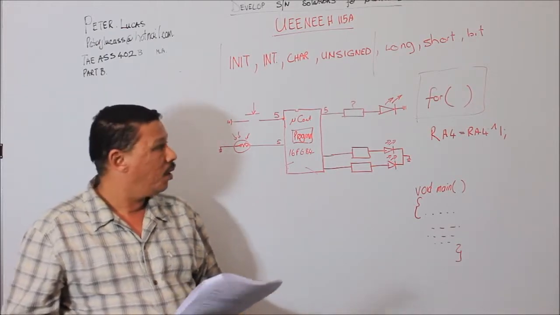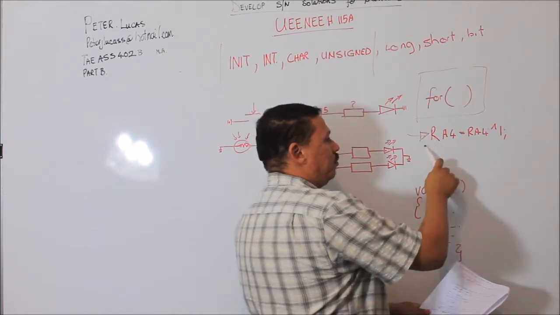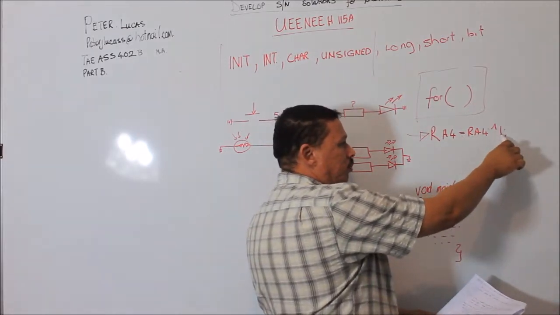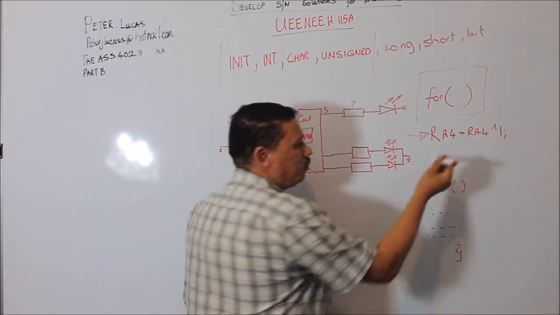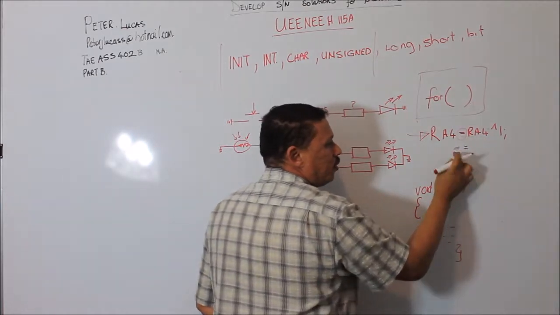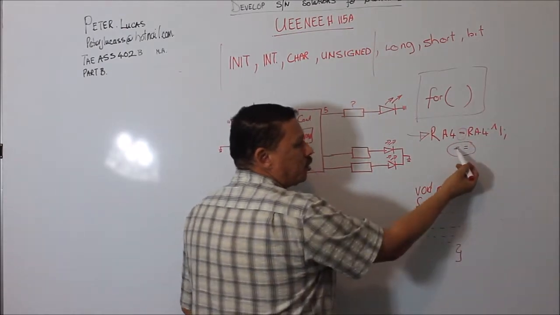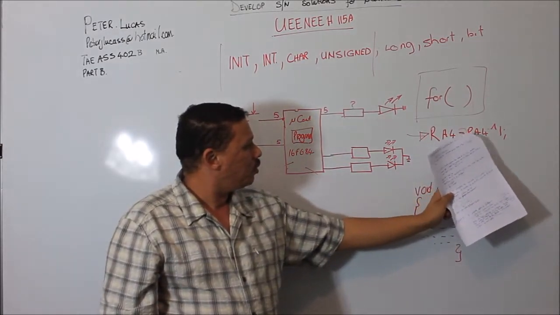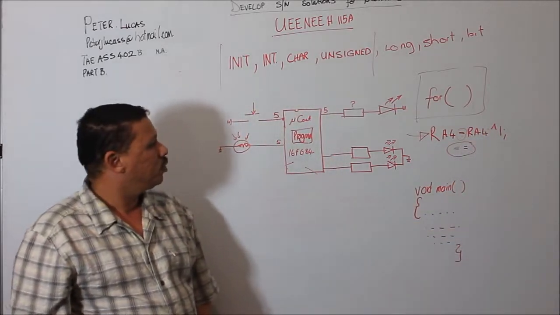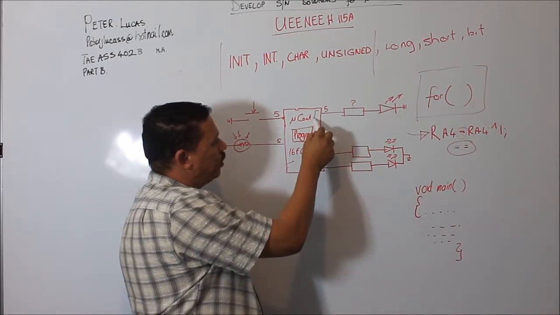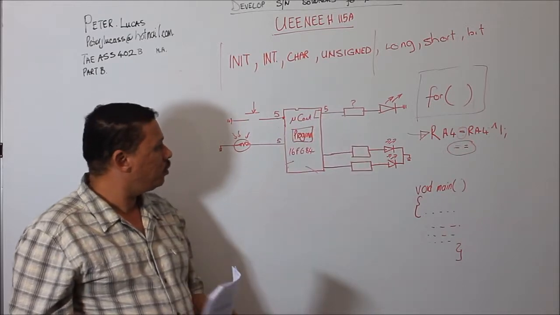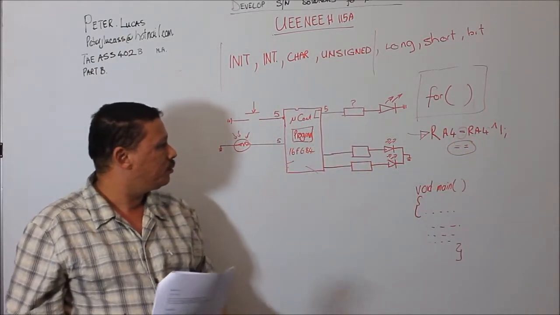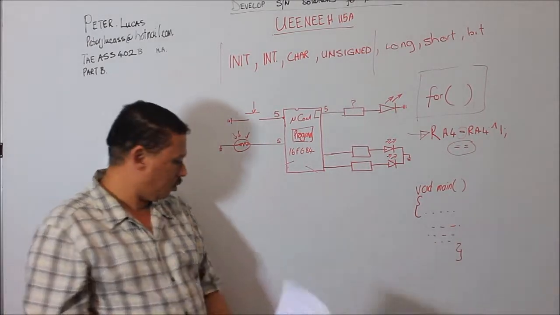Next question. What does this expression mean? RA4 equal RA4 little cap and 1. What does this actually mean? Remember this one here? It is not that one. It is a single equal sign or the double equal sign. So what does that mean? RA4 equals RA4 little cap 1. So if this is RA4, this IO pin over here, and you have a little LED there, what does it actually mean? What's going to happen to that LED? Is it going to stay constant or is it going to toggle?